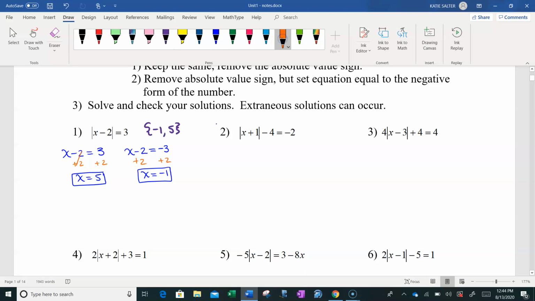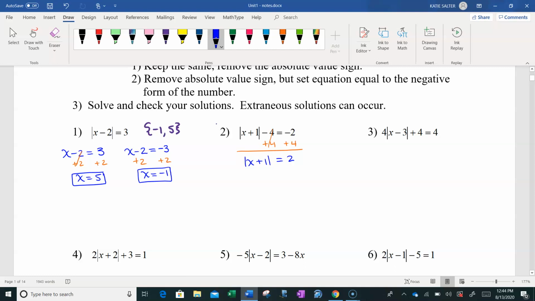So to start out with, we want to isolate the absolute value. So we're going to start by adding 4 to each side. You just treat that absolute value part like it's a big X that you're trying to solve for, and get it by itself. So then we have the absolute value of x plus 1 is equal to 2. Again, make sure it's not equal to a negative number, which it's not.